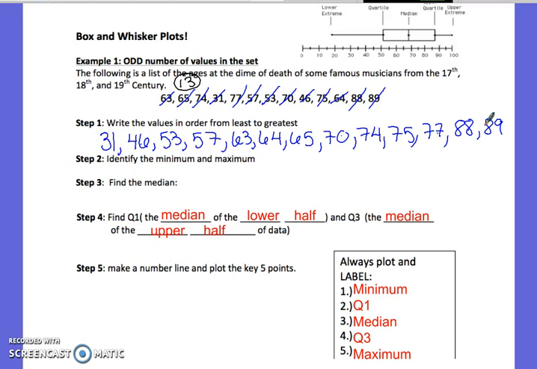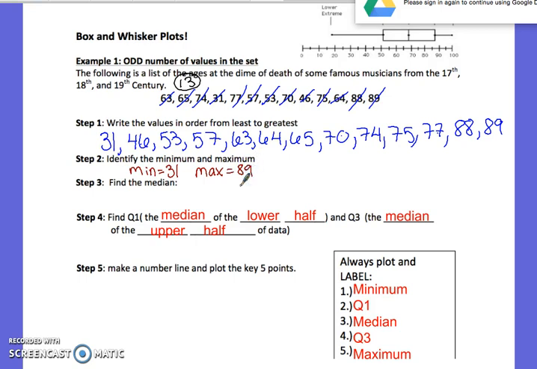So that's always the first thing you need to do. Your second step is to identify the minimum and the maximum. My minimum is my smallest number. It's going to be 31. Your maximum is your largest number, and in this case, it's 89.